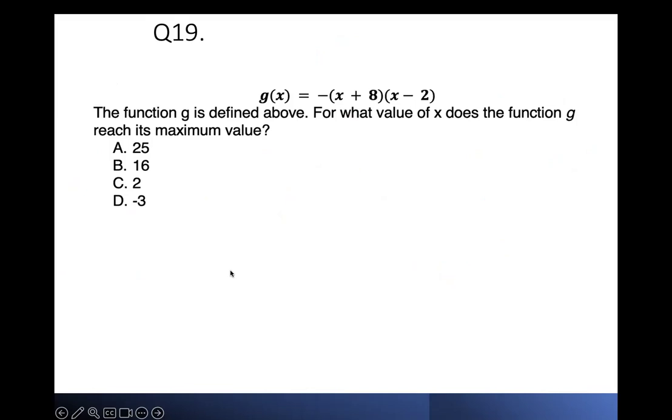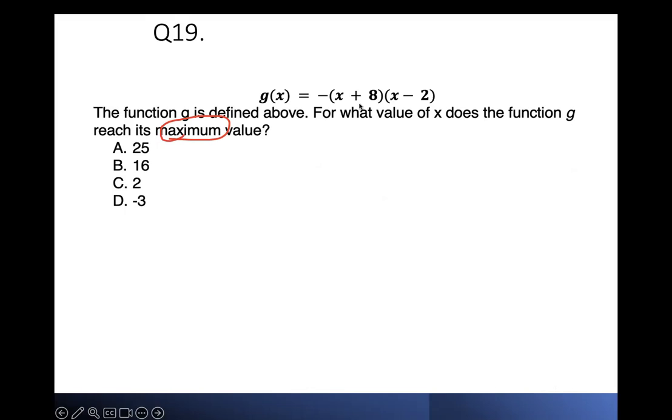A function provided, f of g, is defined as this. For what value of s does the function g reach its maximum? This is also a concept question. Maximum value. Pick your answer choice. You can try to graph it, but I want you to give yourself a break and use the concept. Sometimes when you know the concept, typing in a computer or anything is not going to help you. But what is the key here?